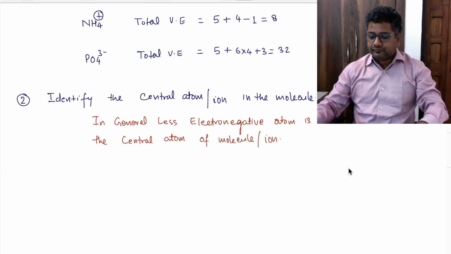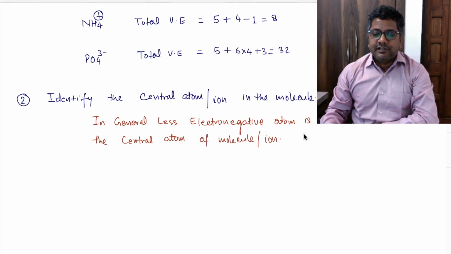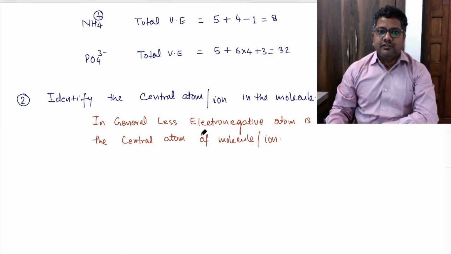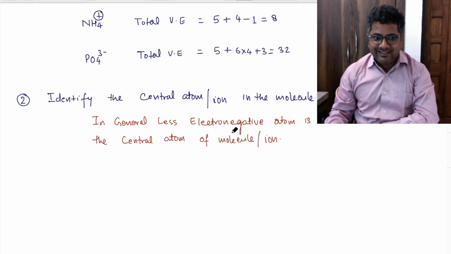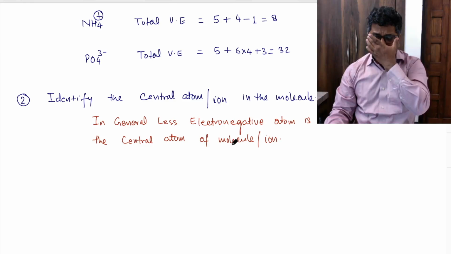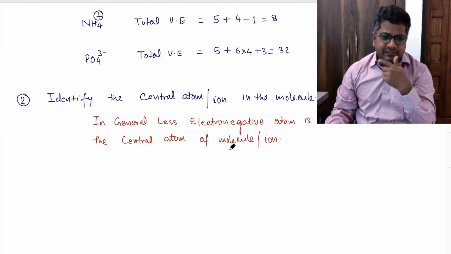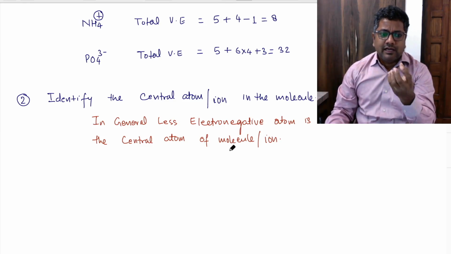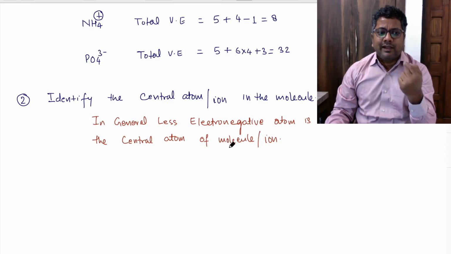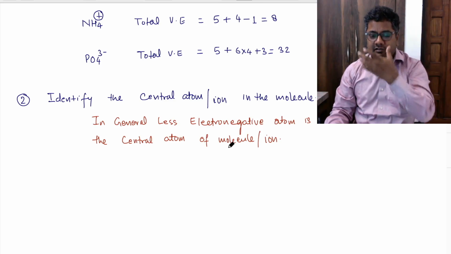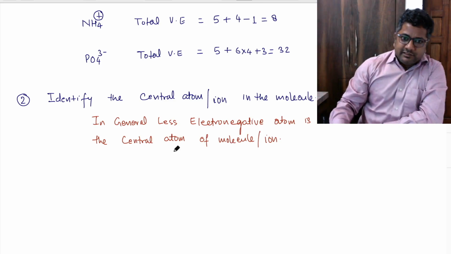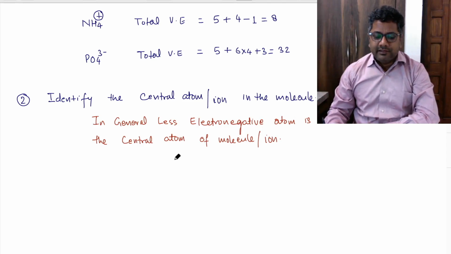See, the central atom is usually the less electronegative atom, and generally it is less in number as well. In any molecule, the atom which is less in number, you can also find out as the central atom. But where only 2 atoms are there, how do you decide which one is the central and which one is non-central? So this definition will help you to identify the central atom.